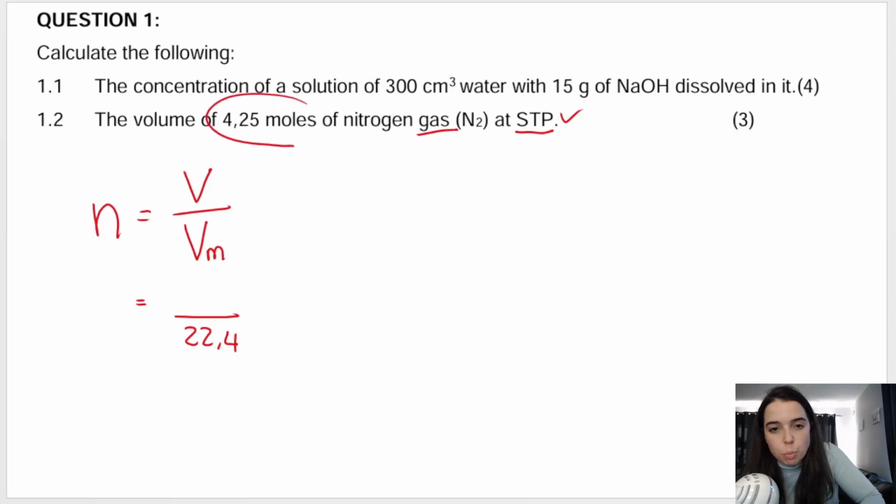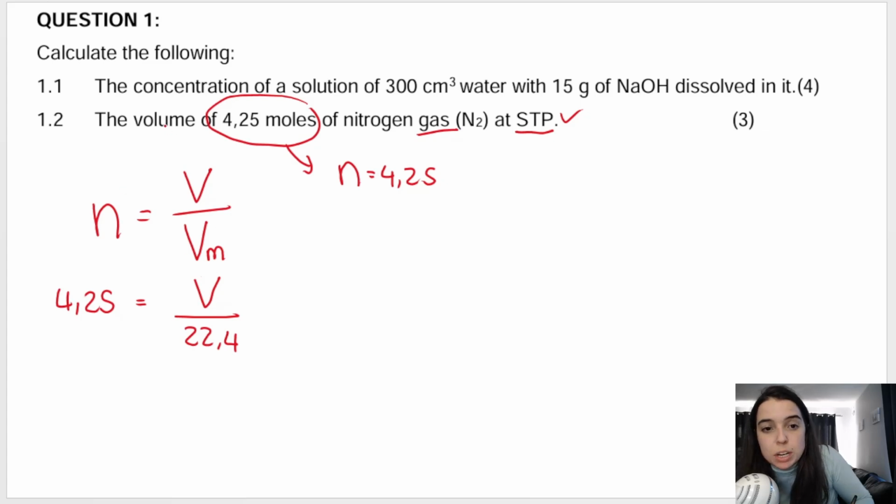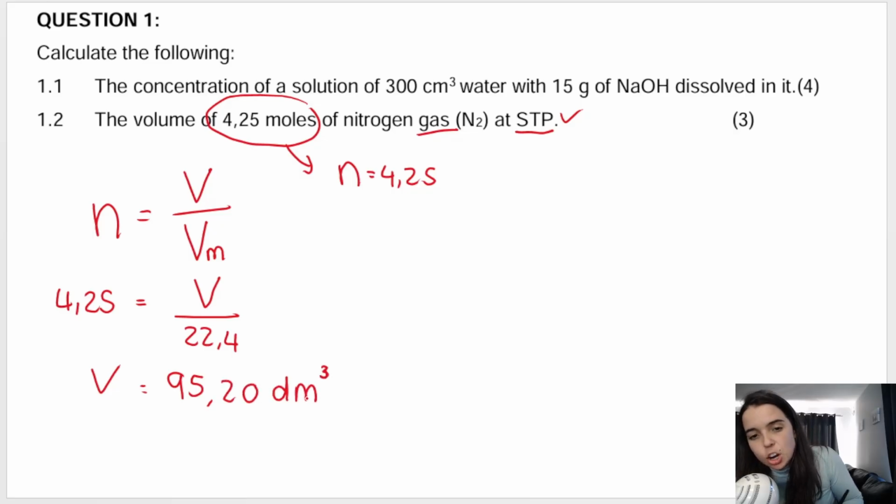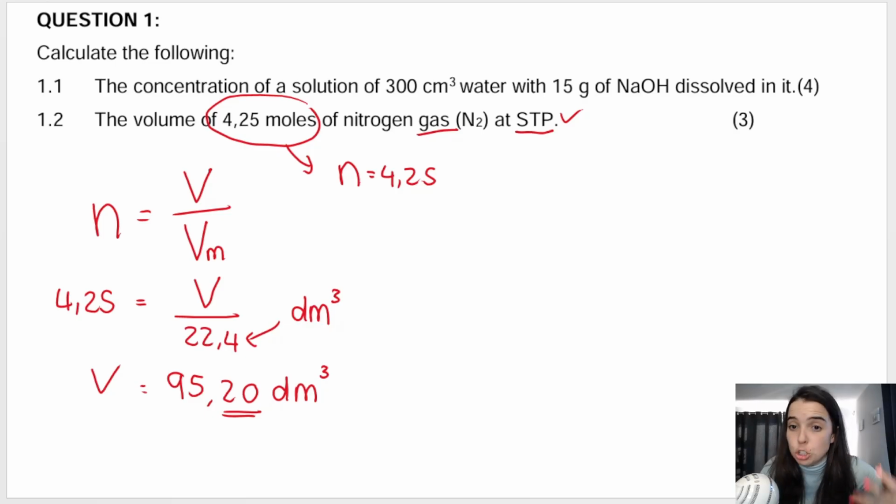We know this, 4.25, which is moles, which is n. So in the place of n, I'm putting 4.25. In the place of V, I'm leaving it open because we're looking for volume, and then we solve for V. So you say 4.25 multiplied by 22.4, and I get 95.20 cubic decimeters. Remember, you should round off to at least 2 decimal places, and our unit for volume is cubic decimeters. Molar volume is measured in cubic decimeters. Therefore, your volume will also be in cubic decimeters.